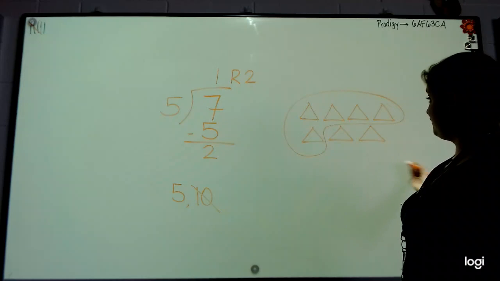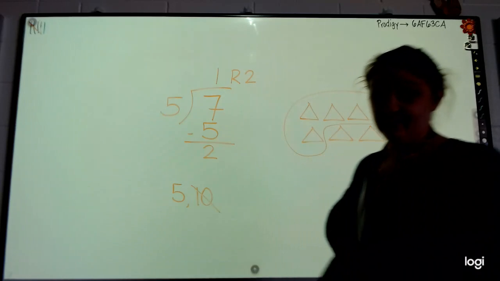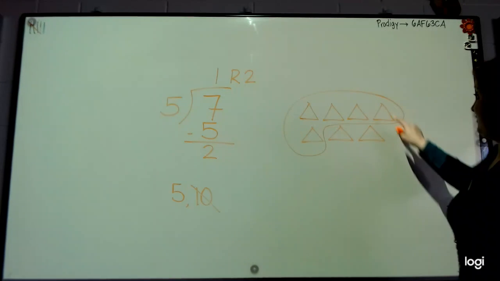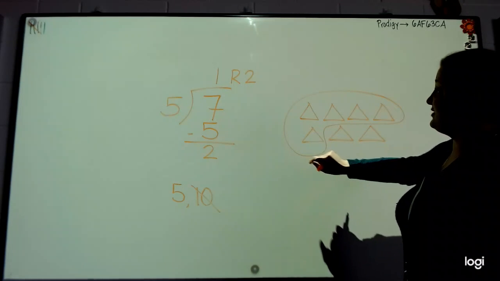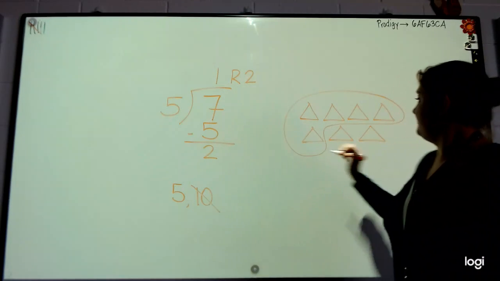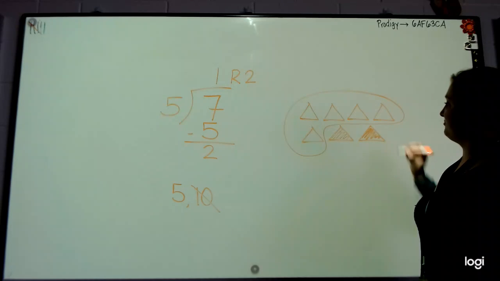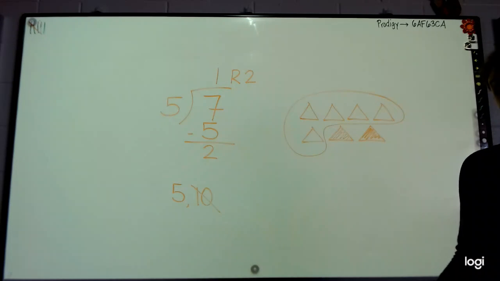If I had 3 more triangles, this would work, right? And my problem would be 10 divided by 5. But I don't. So these numbers right here, that's the one group of 5 in our answer. And the remainder 2, well, that's these 2 left out guys, okay? We don't have enough to put them into a group of 5. That's why they're left over.